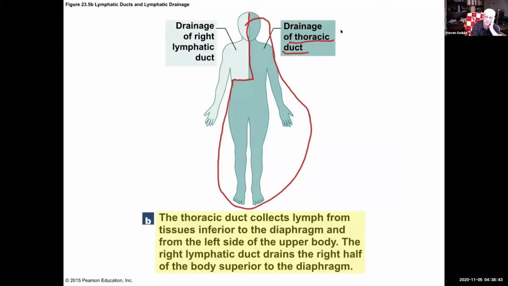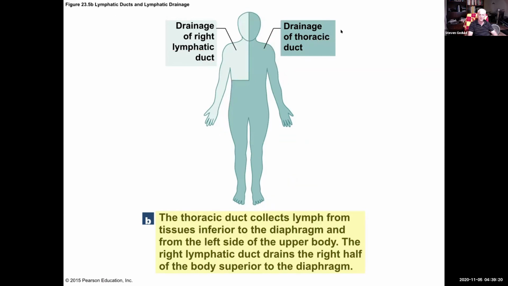The right side above the diaphragm drains into the right lymphatic duct. Okay. So the thoracic duct collects all the lymph from the tissues on the left side and the right side below the diaphragm. The right lymphatic duct collects all the lymph drainage from the right side of the body above the diaphragm. Those are the two places that drain, and then both the thoracic duct and the right lymphatic duct drain into the superior vena cava.